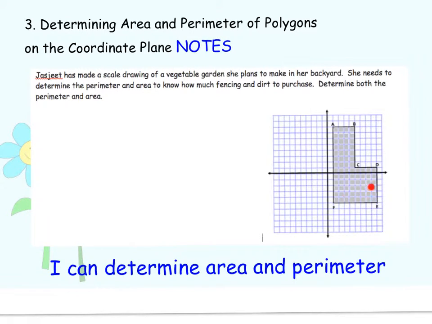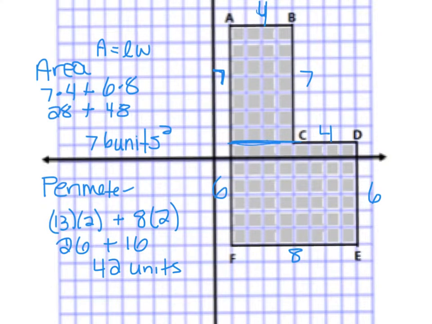Remember, the area is the in-between, and so for this one you're going to have to break it into two pieces, add them together, but also go back and figure out how much fencing she would need. So the perimeter, all the way around. Okay, so pause and see what you can come up with. All right, let's see how you did.